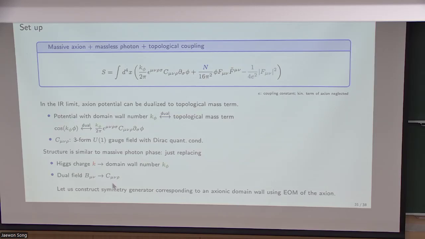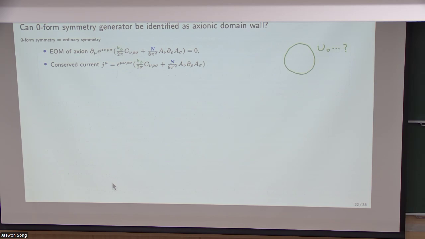So let us construct the symmetry generator corresponding to the axionic domain wall using the equation of motion of the axion. Our problem is: can the zero-form symmetry generator be identified as an axionic domain wall or not? Let me construct the zero-form symmetry generator from the equation of motion of the axion. The equation of motion of the axion can be written as a total derivative.